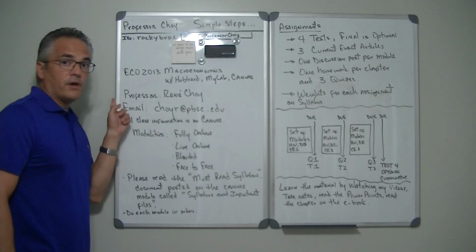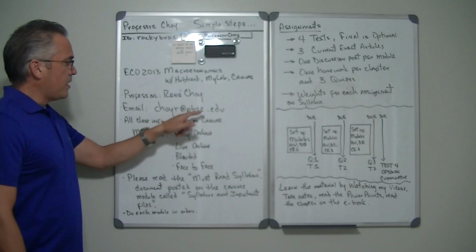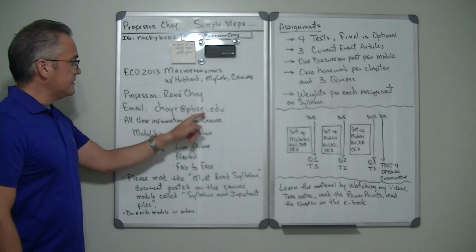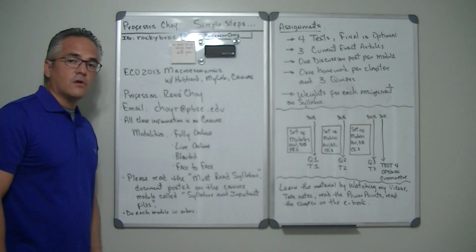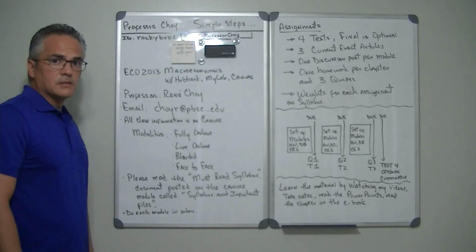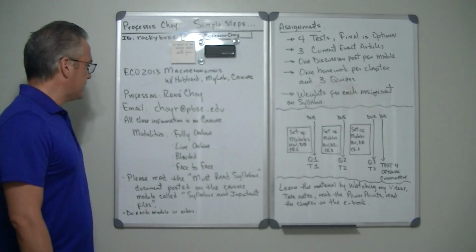My name is Rene Choi, and my email is choir@palmbeachstate.edu or pbsc.edu. All the information that you need for the class is going to be on Canvas. So look for it on the module list that you normally see on Canvas.